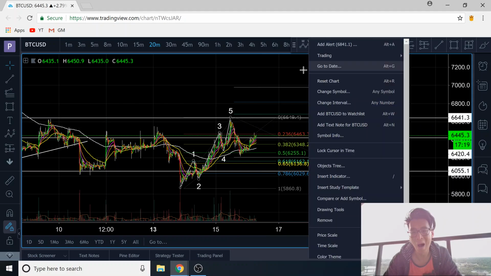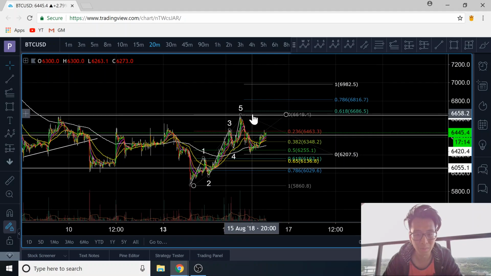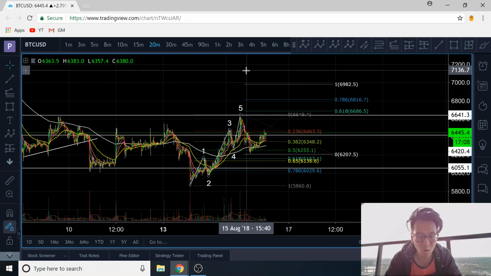So how do I plan to play this, guys? I plan to play this on a breakout, okay? I plan to play this on a breakout above this specific high. Simple as that, right? Because I'm going to go for a very short-term gain.